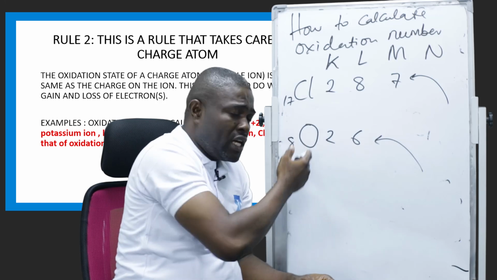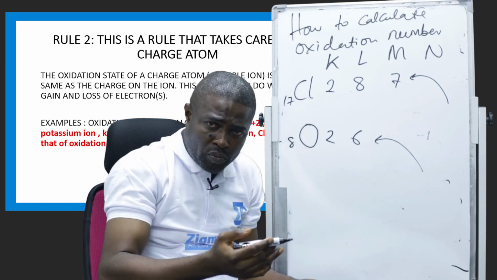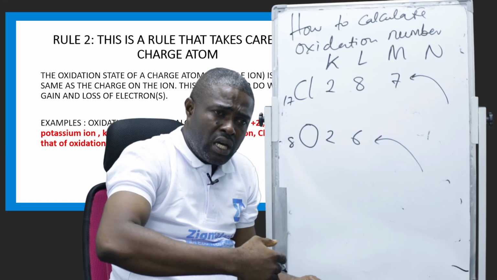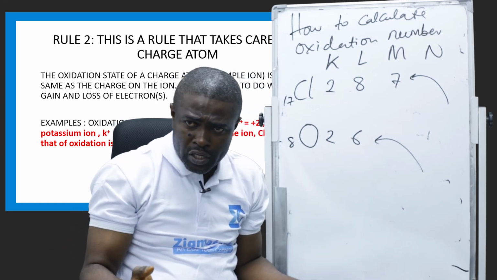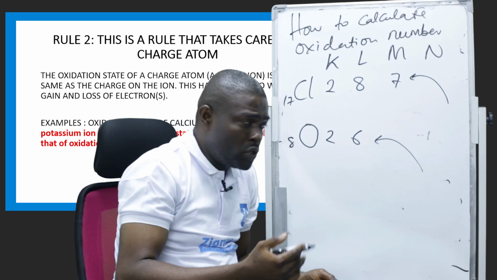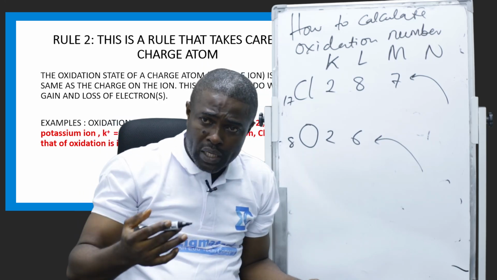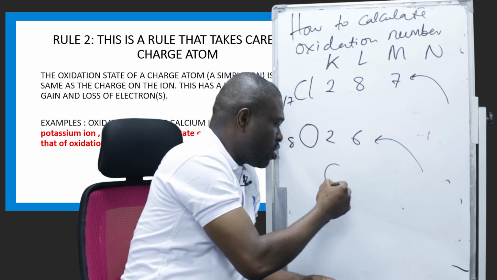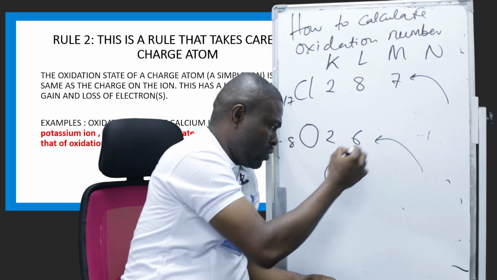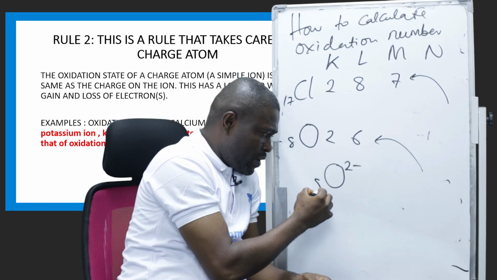And that means the element has become a charged atom. A charged atom is produced by either gain or loss of electron. What is this charged atom? It's commonly called an ion. So as it gains 2 electrons, oxygen becomes O2 minus, still maintaining the proton number, which is 8.